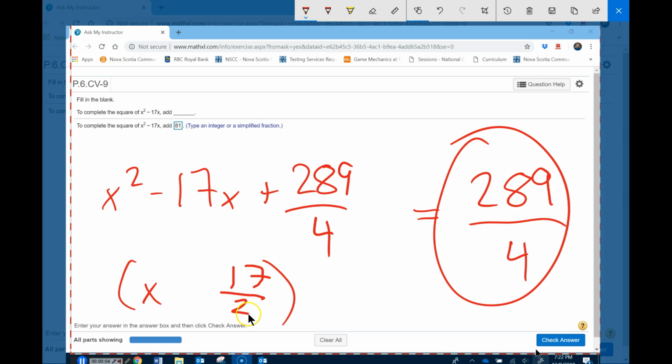17 over 2, right? So the square root of the right term. And because I have a negative middle term, I put a negative here, and we actually just square the bracket. We're going to have two of these binomials that are exactly the same.